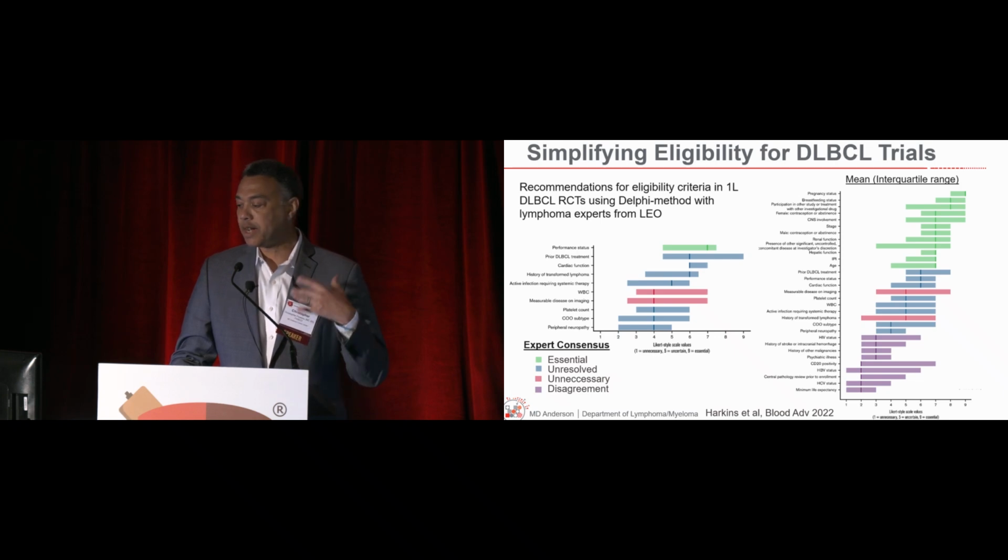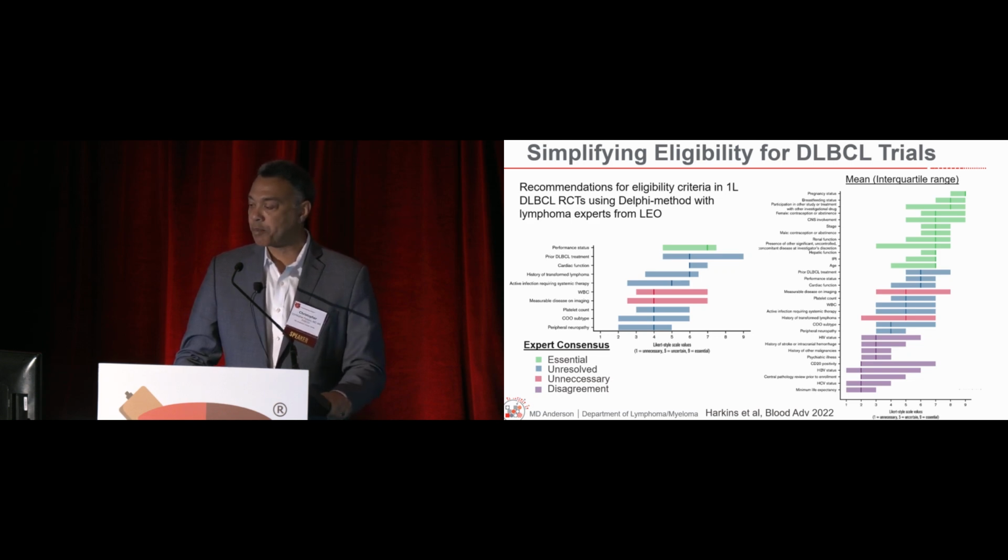And leveraging those experts, we went through the eligibility criteria for diffuse large B-cell lymphoma clinical trials to try and identify which of those criteria were necessary, which ones were unnecessary, which ones among those experts there was some agreement on, and which ones were essential. And we used a modified Delphi approach to go through these eligibility criteria.